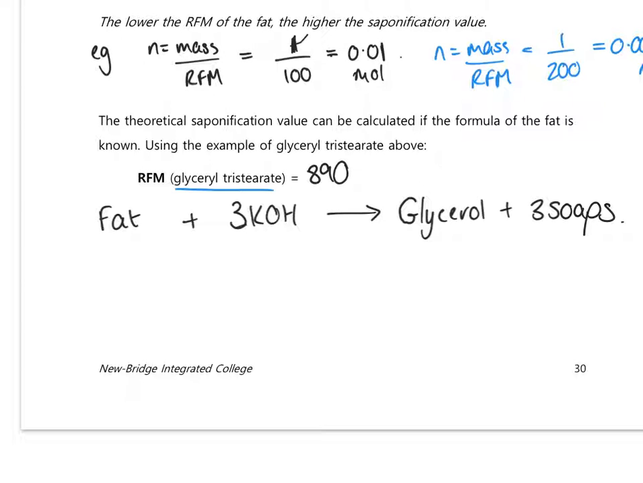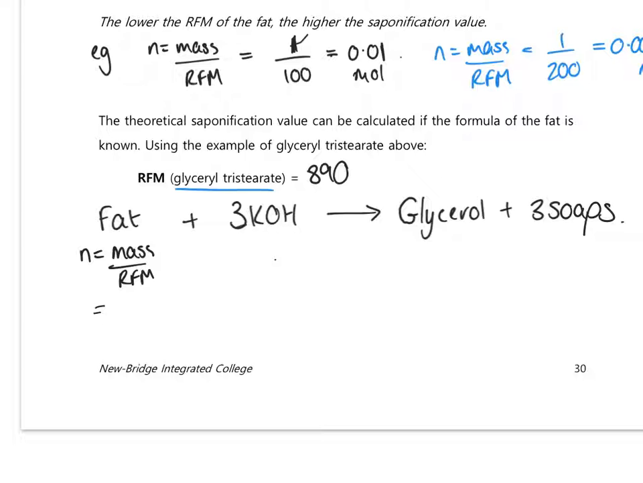Okay, so you can, if you want, write your whole equation out for what glycerol tristearate is and all that, but generally the equation's always going to be the same. Always 1 mole of your fat plus 3 moles of your potassium hydroxide. So to do this, from this point, it's a simple moles calculation where I do N equals mass over RFM.